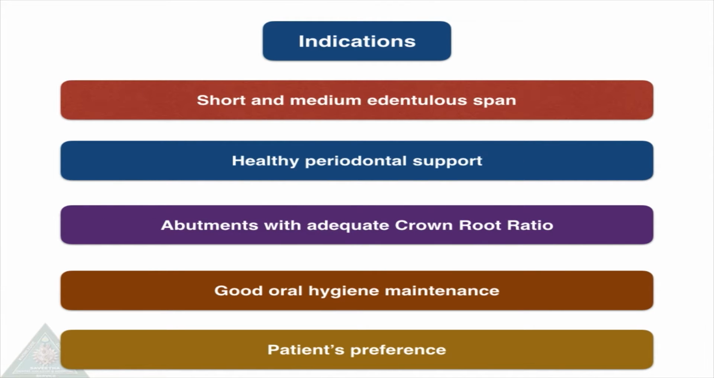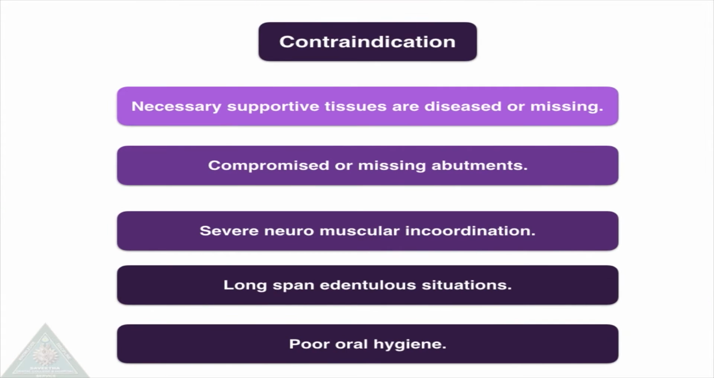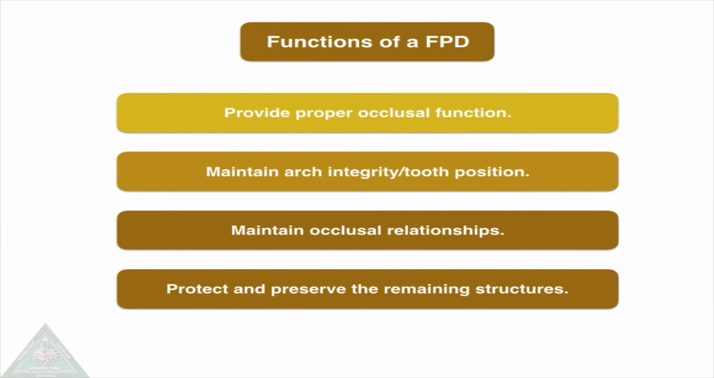The main indications of FPD will include short and medium edentulous span situations, healthy periodontal support, abutments with adequate crown-root ratio, good oral hygiene maintenance, and patient's preference. FPD is contraindicated in long-span edentulous situations, in patients with severe neuromuscular incoordination, compromised or missing abutments, when the necessary supportive tissues are diseased or missing, and patients with poor oral hygiene.